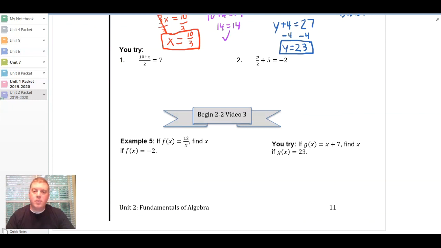In video 3, we are going to continue to look at 1- and 2-step equations, but we're going to take a look at some equations that are written in function notation. So we're given example number 5.